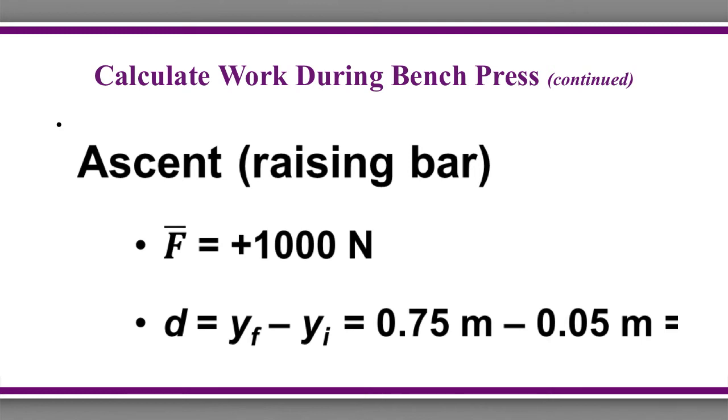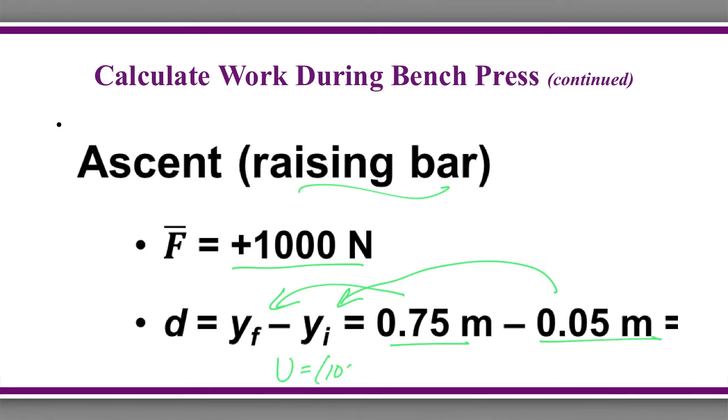In the ascent, or when he is raising the bar, we know that his average force is going to be 1,000 newtons, and his displacement is going to be equal to 0.75 meters, which is his y final, at the top of the movement, minus 0.05 meters, which is his y initial at the bottom of the movement. So based on the variables that we know, U is going to be equal to 1,000 newtons times 0.70 meters, which is going to come out to 700 Newton meters, or 700 joules.